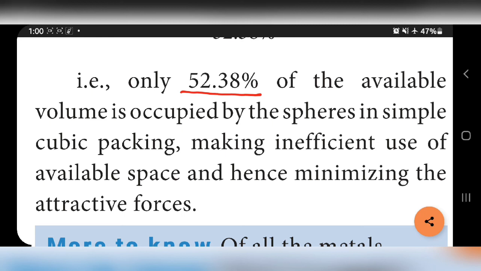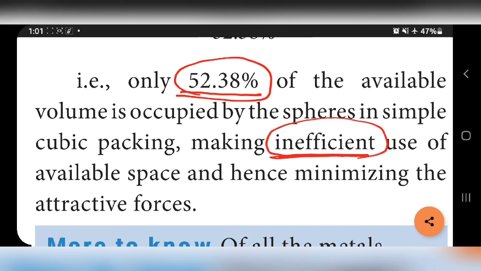So it makes inefficient use of the available space and hence minimizes the attractive forces. Simple cubic packing makes inefficient use because only 52.38 percentage is occupied and the remaining almost 50 percentage is unoccupied. So simple cubic packing makes inefficient use of available space, hence minimizing the attractive forces.